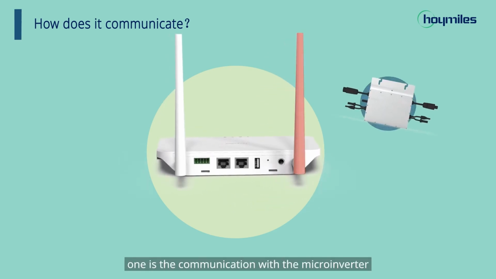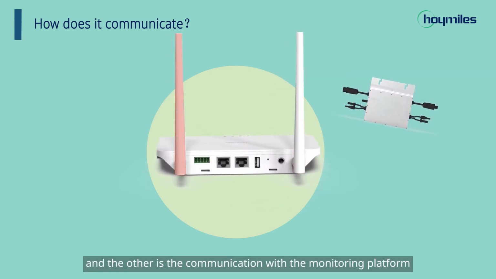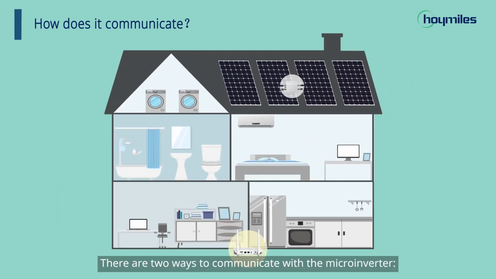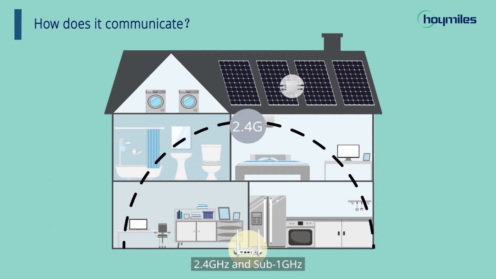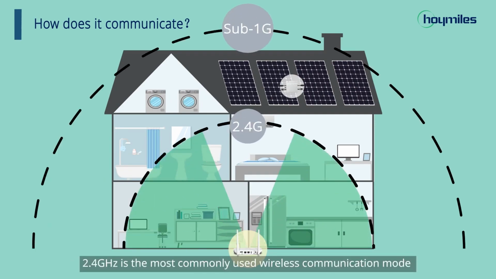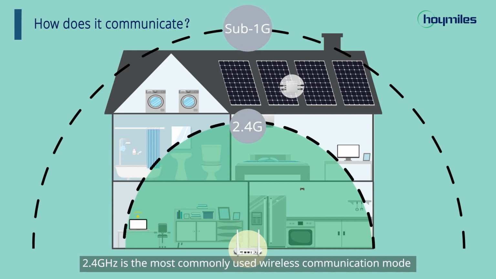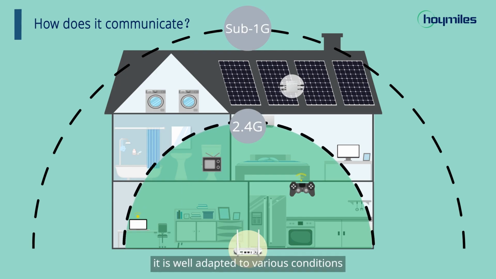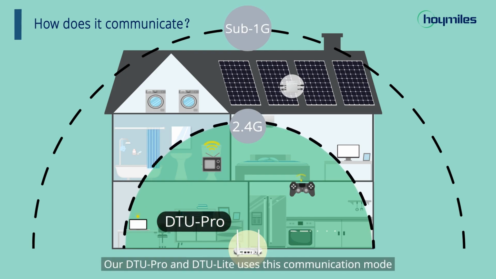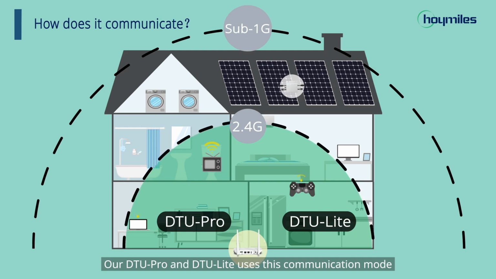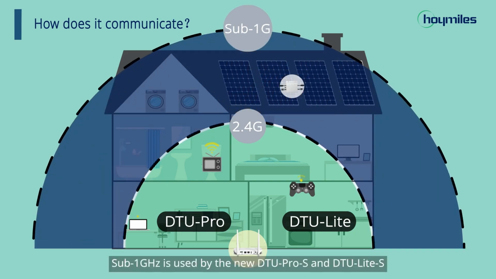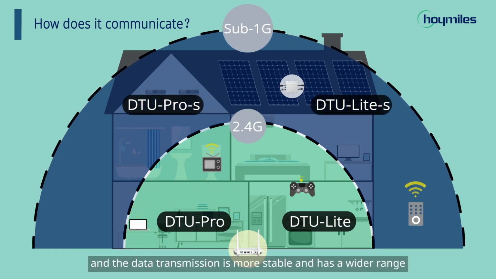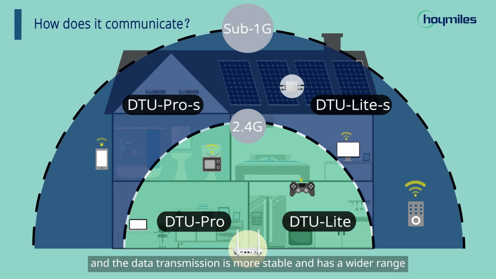One is the communication with the microinverter, and the other is the communication with the monitoring platform. There are two ways to communicate with the microinverter: 2.4 GHz and sub-1 G. 2.4 GHz is the most commonly used wireless communication mode for home appliances. It is well adapted to various conditions. Our DTU Pro and DTU Lite use this communication mode. Sub-1 G is used by the new DTU Pro S and DTU Lite S, and the data transmission is more stable and has a wider range.